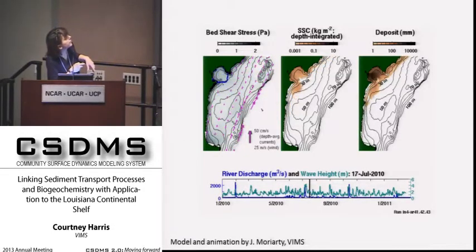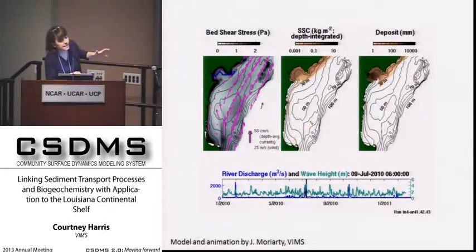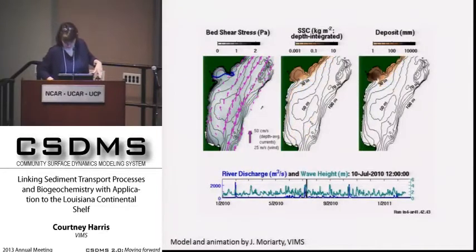So there's a river that puts sediment and fresh water into this embayment. In this animation, the blue line here is river discharge, the teal colored line is wave height. So she's showing a resuspension event during a flood. So what we're getting out of the model is deposit thickness and sediment fluxes.